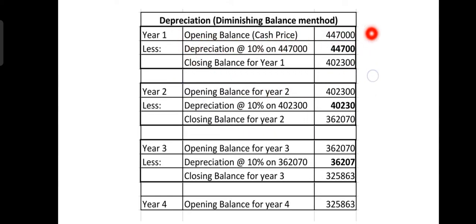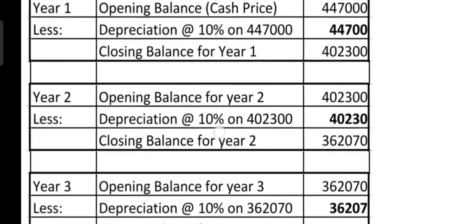In year 1, the total asset available with us for use is 4,47,000. Even though we paid only the down payment and installment amounts, a little less than 4,47,000, we are still using a total of 4,47,000 of asset in our business. So at the time of calculation of depreciation we should consider the total cash price of that particular asset, that is 4,47,000. On that, 10% comes to 44,700.